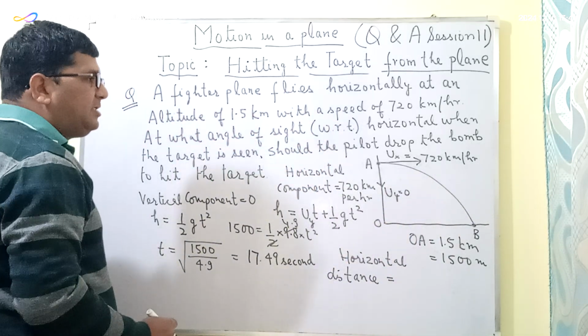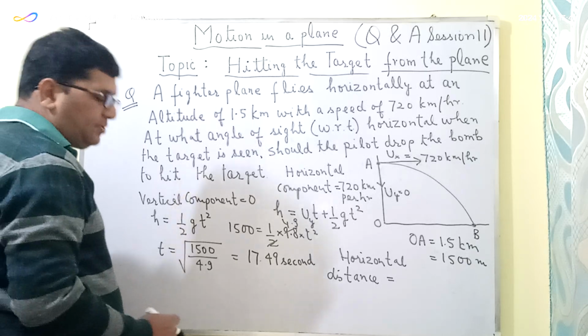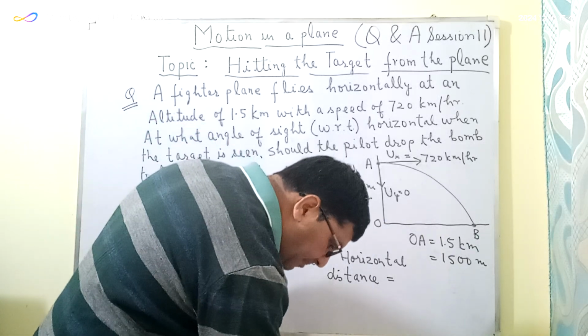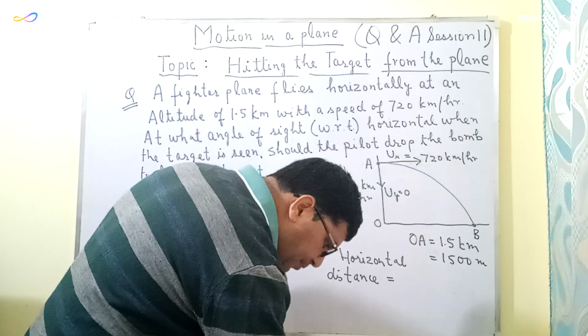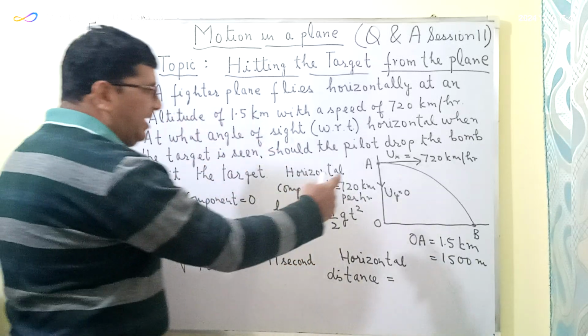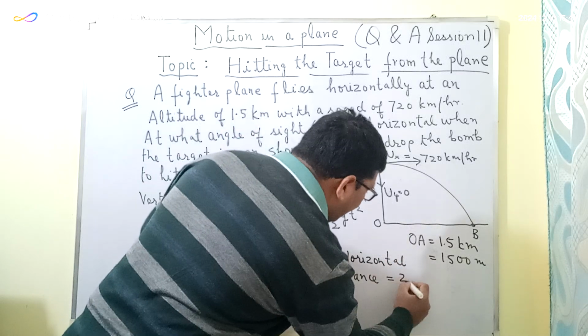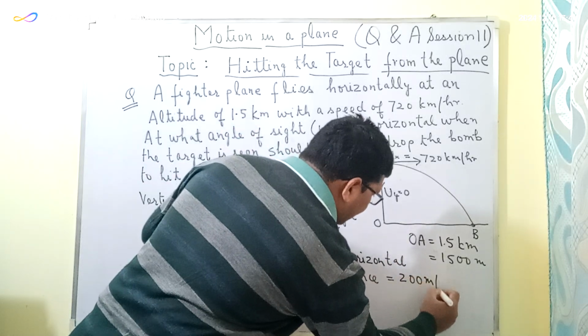So I have to convert this into meter per second. In order to convert this into meter per second, I will be multiplying it by 5 by 18, which is equal to 200 meters per second.